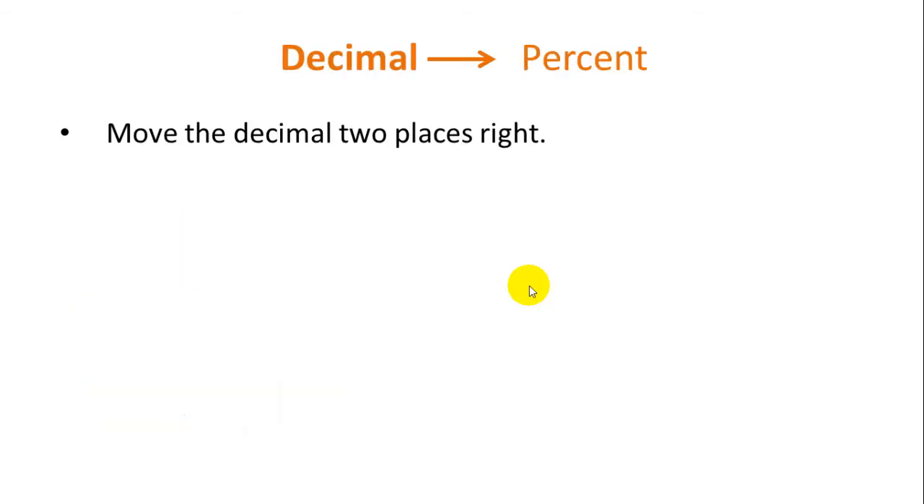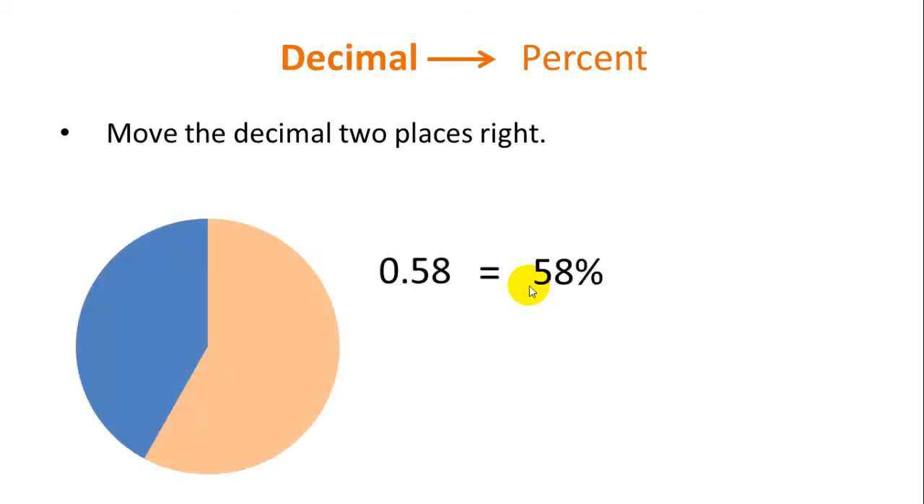And decimal to percent is exactly the opposite of percent to decimal. You move the decimal place 2 places to the right. So here we have 0.58. That's equal to 58% because we simply move this decimal place 2 spots to the right.